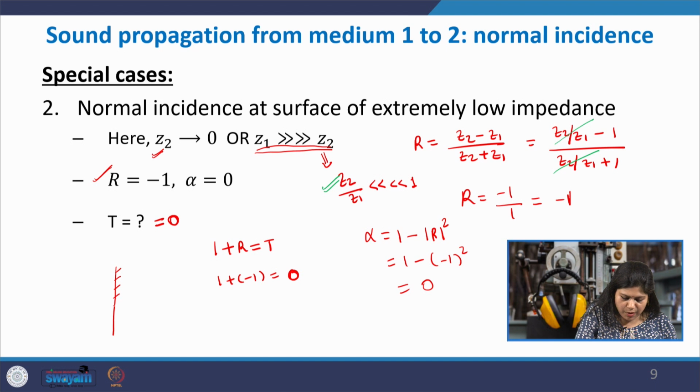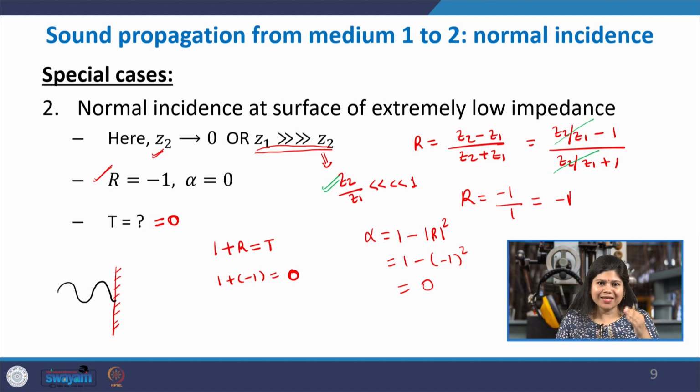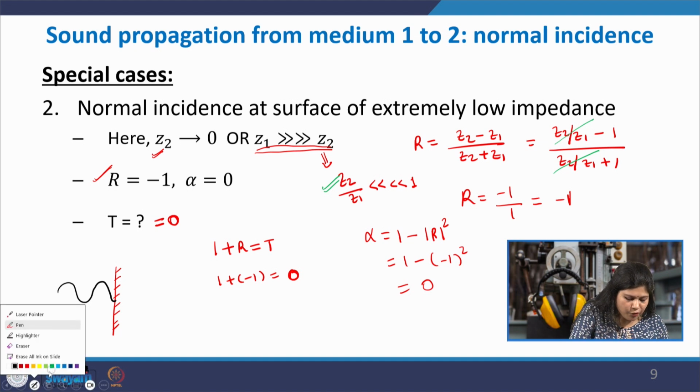Let us say this is the boundary we are talking about, and this is our incident wave. Now, what do we mean by minus 1? The amplitude of the reflected wave is the same as the amplitude of the incident wave, but minus 1 indicates that wherever we have a peak of the incident wave, we experience the negative of the pressure, which means a trough in the reflected wave. So the reflected wave should be something like this, just the negative of the incident wave.